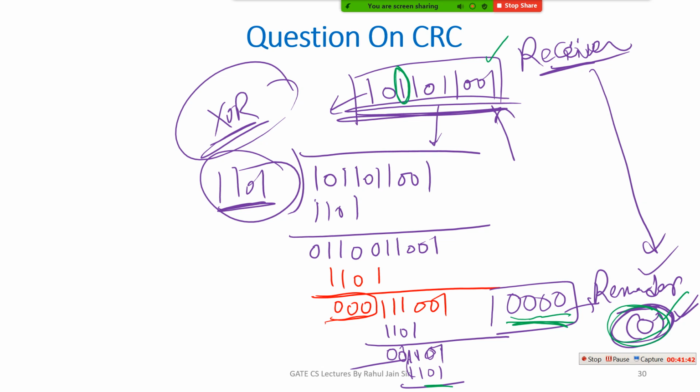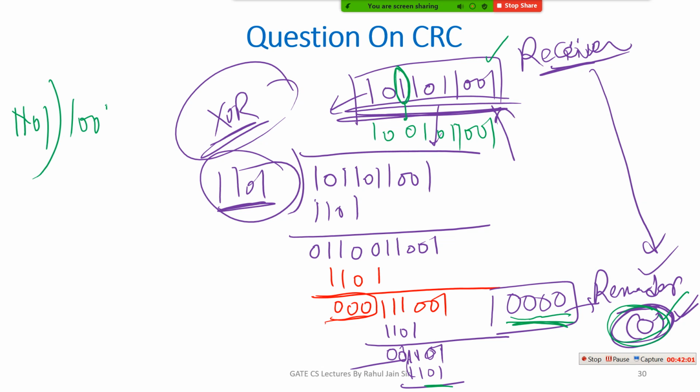So I will apply the XOR operation of 1 1 0 1 with the data 1 0 0 1 0 1 1 0 0 1. And after applying the XOR operation here, what will I get? 1 1 0 1. 1 1 is 0, 0 1 is 1, 0 0 is 0, 1 1 is 0.